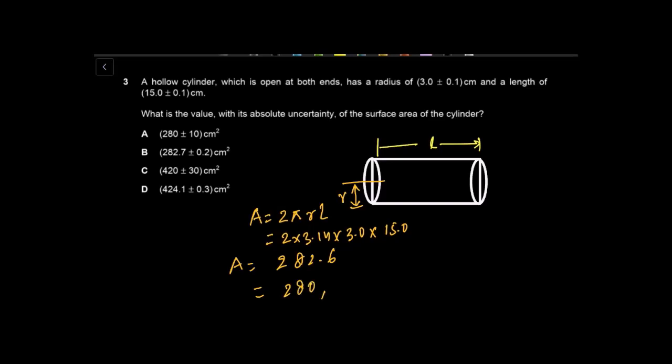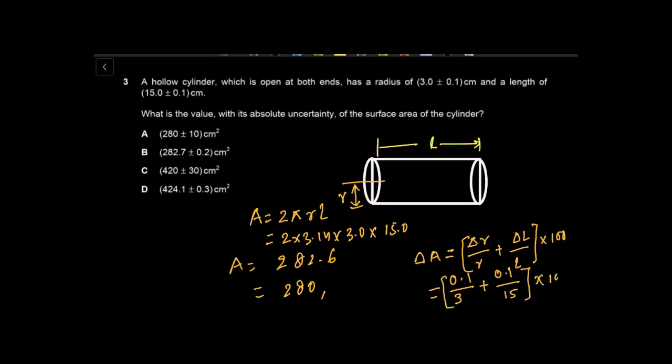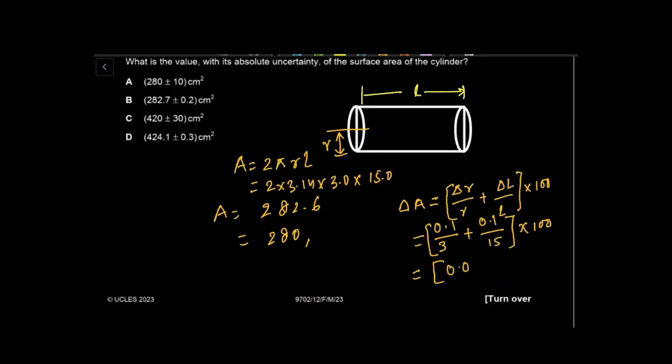Now for finding the absolute uncertainty of A, we can write del A is equal to del R upon R plus del L upon L, multiplied by 100. So this is equal to 0.1 by 3 plus 0.1 by 15, into 100. So this will be 0.033 plus 0.067, into 100. So this will be 10. So your answer will be option A.